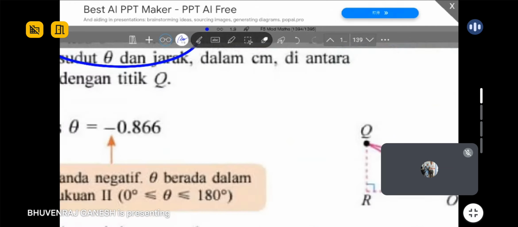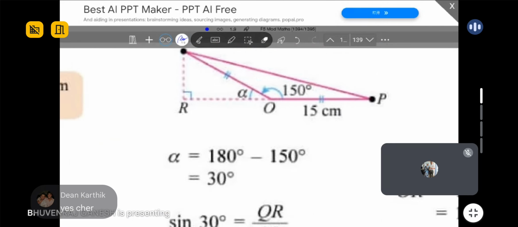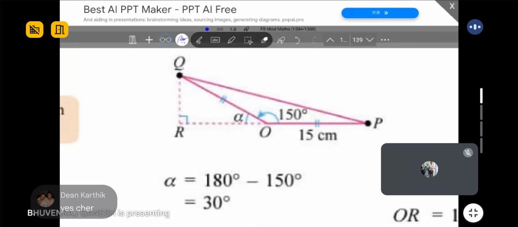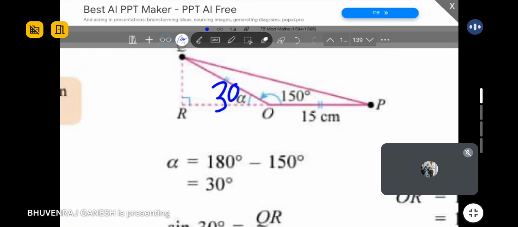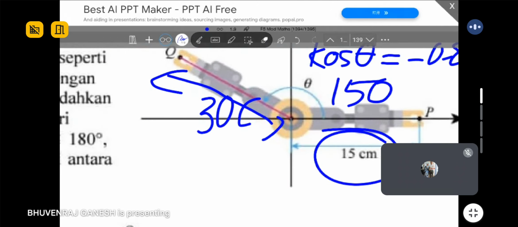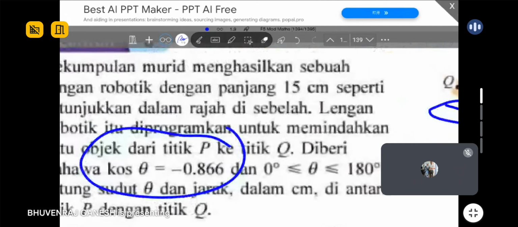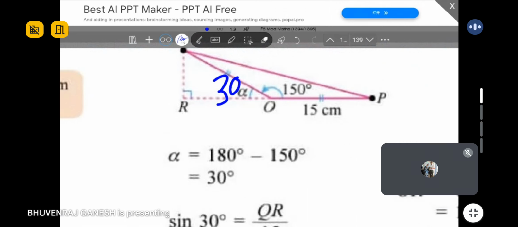Okay. So next one. Now you have to find OQ. So how to find OQ? Basically, you know this is 30. So you need some info on the length. So let me see. One thing that you can notice is this length OR, right?